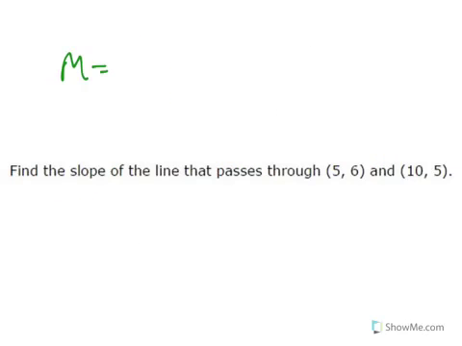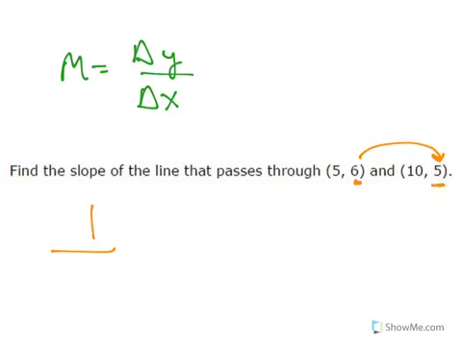Same idea, slope, change in y over change in x. Let's go ahead and make our fraction. Let's start with the y values. Going from left to right, 6 minus the 5, that finds the difference between them. The change is a 1. Let's now work the x values. 5 to 10. 5 minus 10 gives me -5.